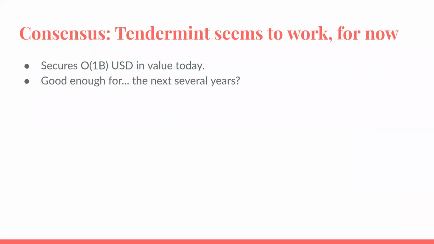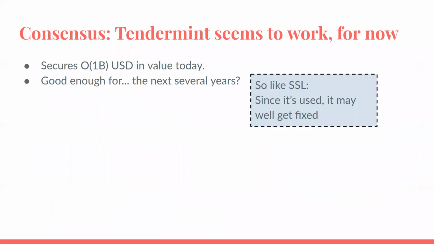So consensus, we use Tendermint, which seems to work for now. It secures, I think, $18 billion in assets today. Seems good enough for the next few years. And then SSL is, you know, HTTPS and stuff that powers pretty much all the commerce in the world these days.